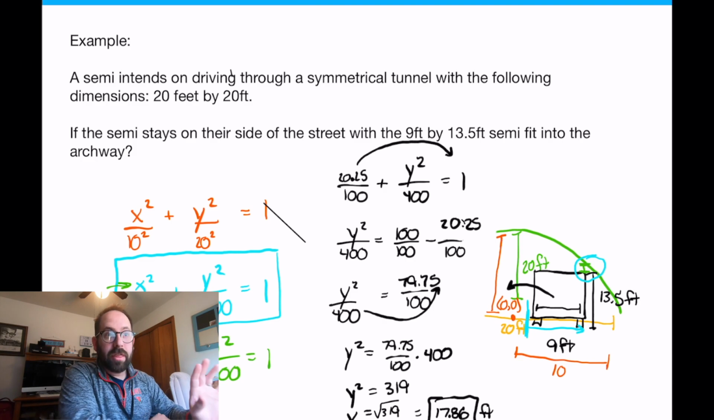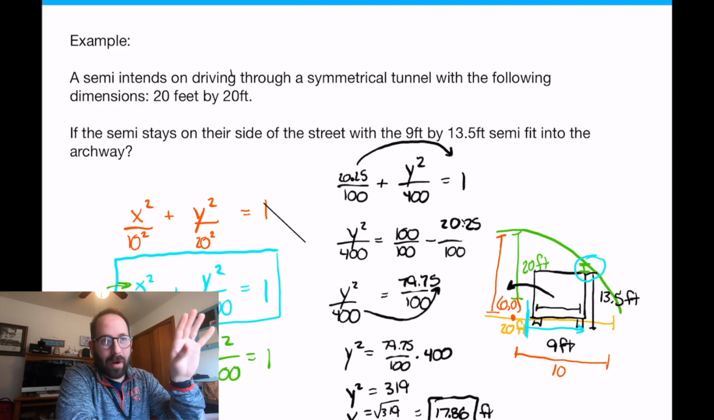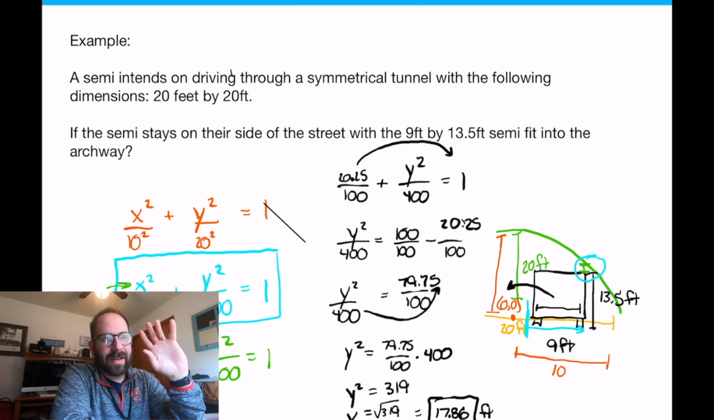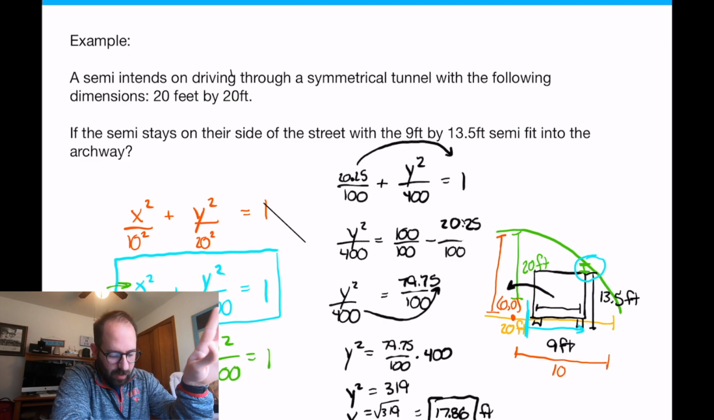So, in theory, we were both right. My father was right. He can't drive down his side of the road. But I was also correct that if we drove down the middle, we would be fine. We would miss it by 3 feet.